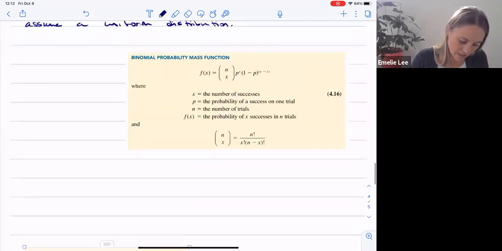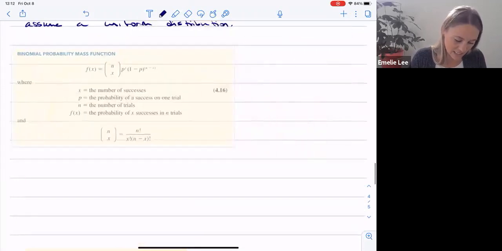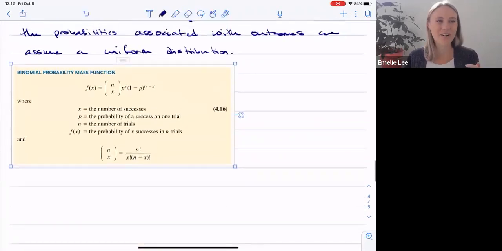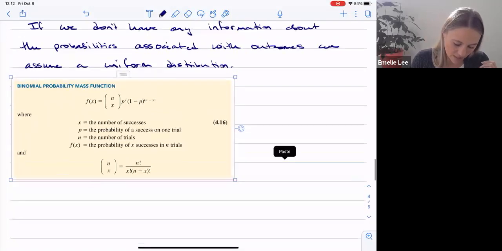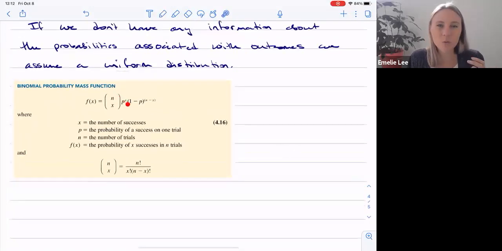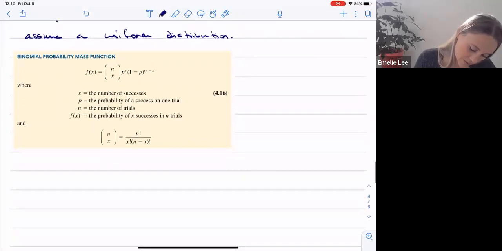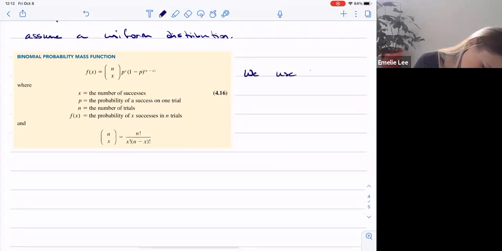Another pretty common discrete probability mass function is the binomial distribution. And so the binomial is for success failure outcomes. We use the binomial for success failure outcomes.